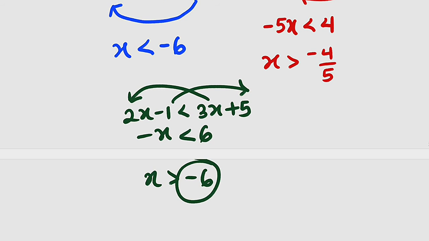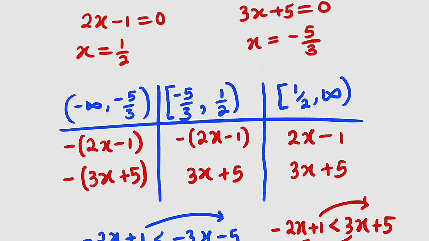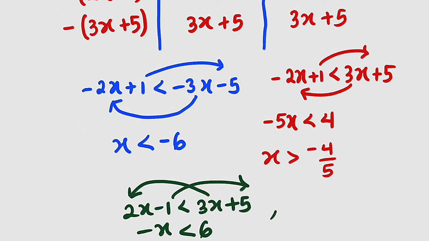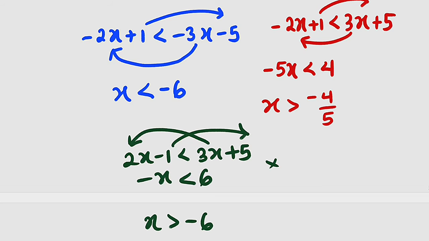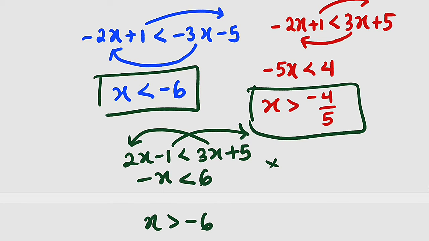So is negative 6 within that interval? No, because all these values are positive. So we are going to discard this solution. We don't want it. So where is our solution? This and this, right? So this is from negative infinity down to negative 6. And this is from negative 4 over 5 down to positive infinity.